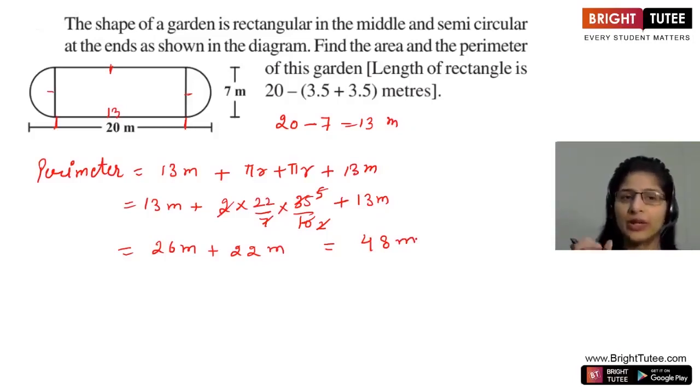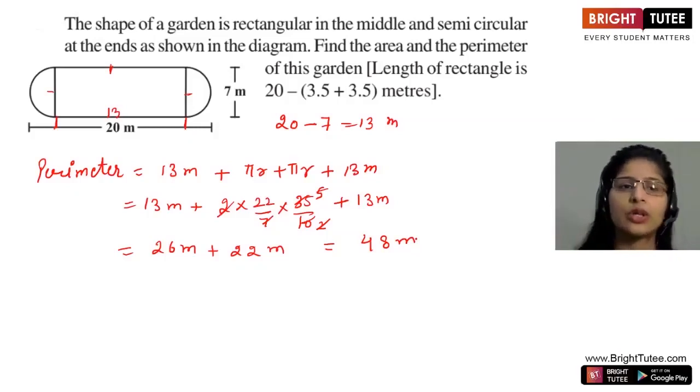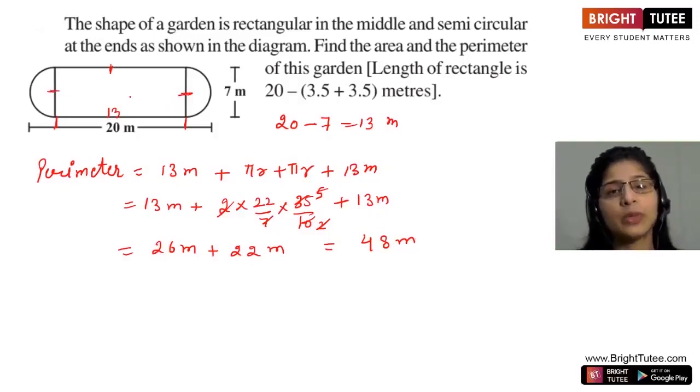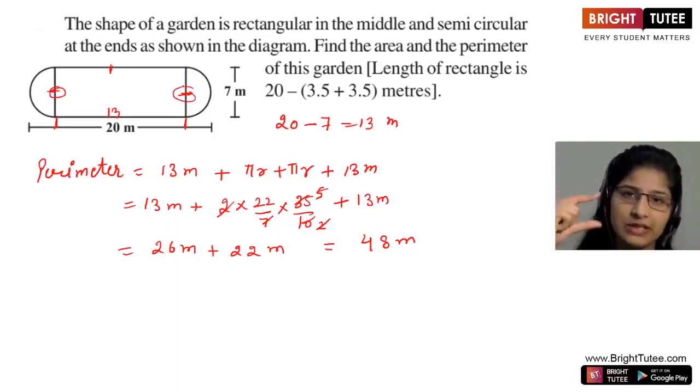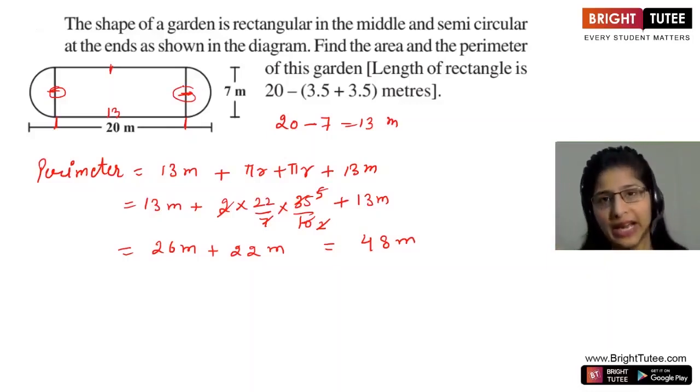What we have done, we calculated the length, right, because we are concerned about the perimeter of this garden. So this breadth I say, or the diameter, this will not be included, right? The reason is this is not the boundary, we have to take the boundary, so we will just take the two lengths and the circumference of these semicircular ends. So this is the perimeter for this shape.